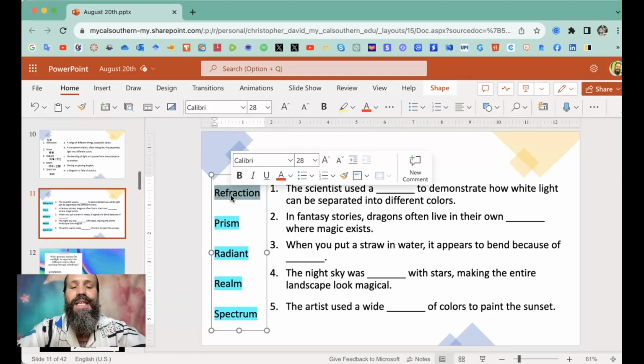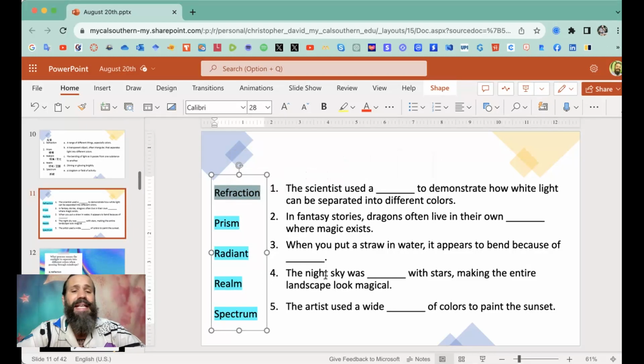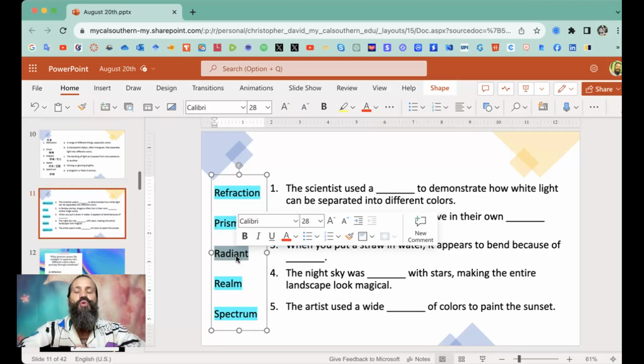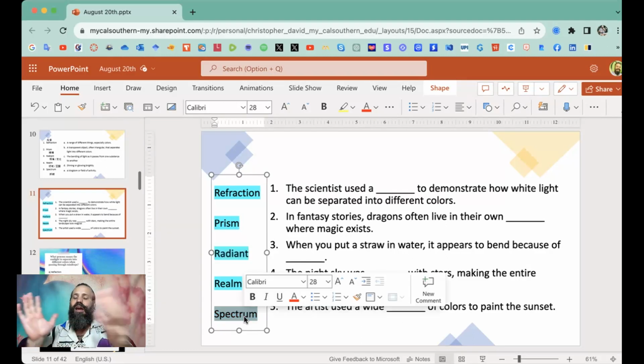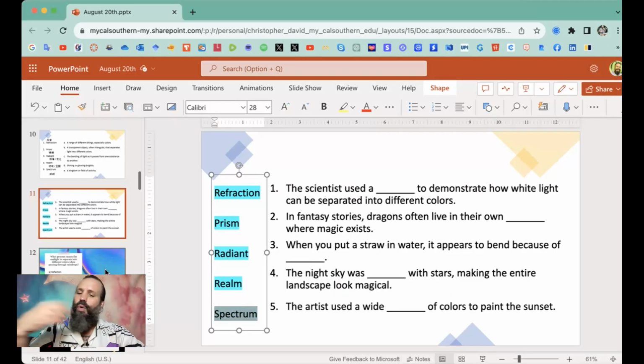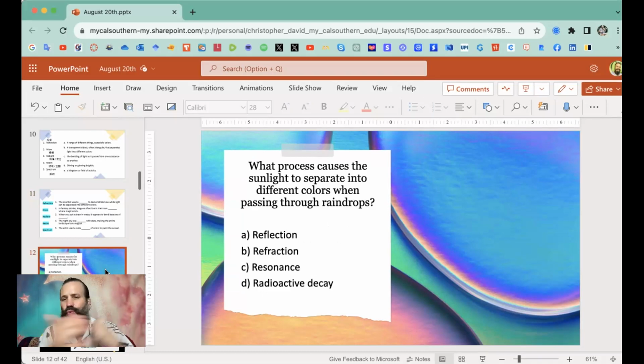That's the process. The night sky was blank with stars, making the entire landscape look magical. Again, that shining light, right? Radiant. The artist used a wide blank of colors to paint the sunset. Spectrum, right? A wide range of colors. And then one more time, different, just really knock those words in. Again, these are key words that are part of high stakes testing. I want to introduce them in an engaging way.